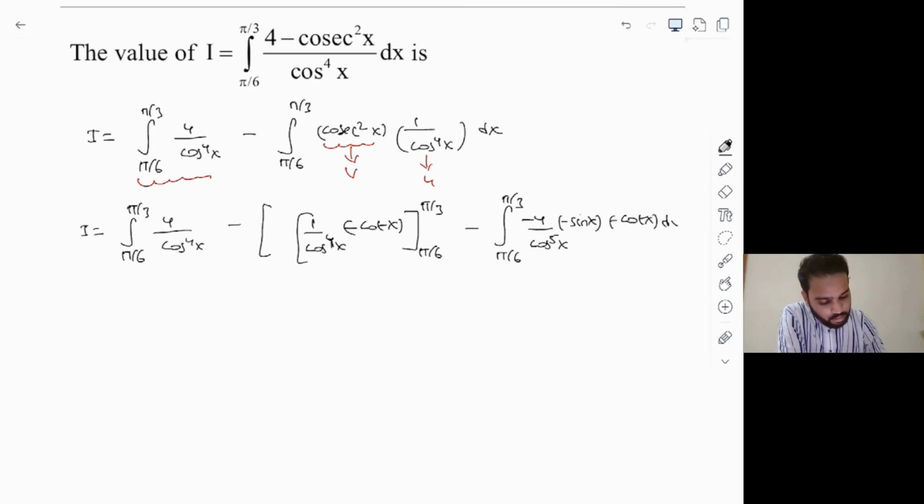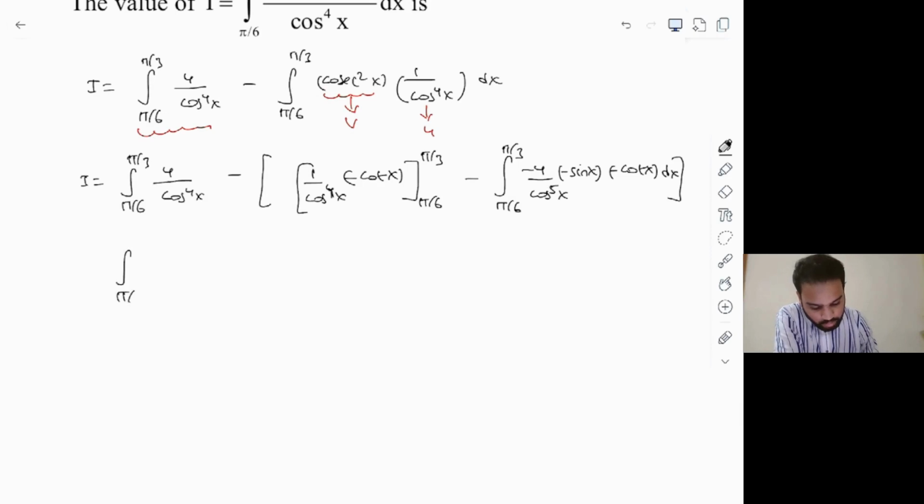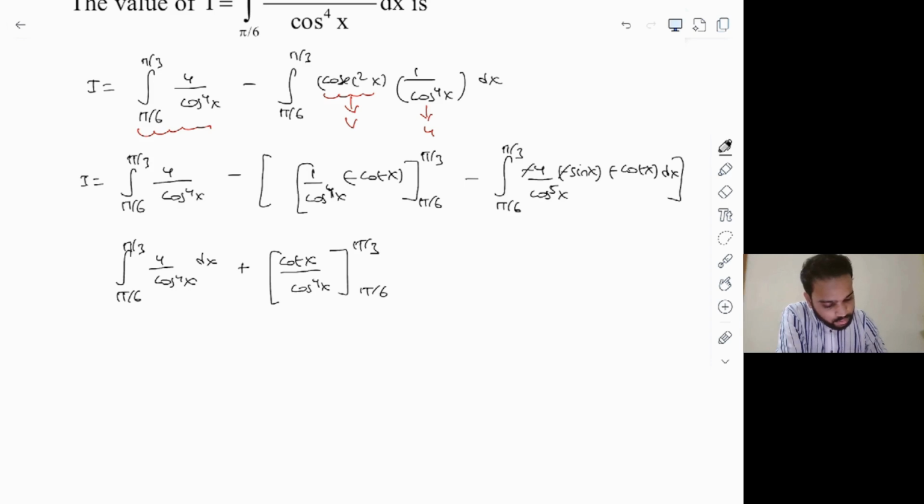Okay. And the reason this is an advantage to us is, if you expand, let's see the expansion, you'll understand. Pi by 6 to pi by 3, 4 divided by cos power 4 of x dx, and this will be minus of, you can substitute the limits here and take minus common, minus of minus plus, remaining part will be cot x divided by cos power 4x, limits from pi by 6 to pi by 3, and this will be minus of minus plus, and once again minus of minus plus, and one more minus sign is there, which gives you minus of integral minus pi by 6 to pi by 3.